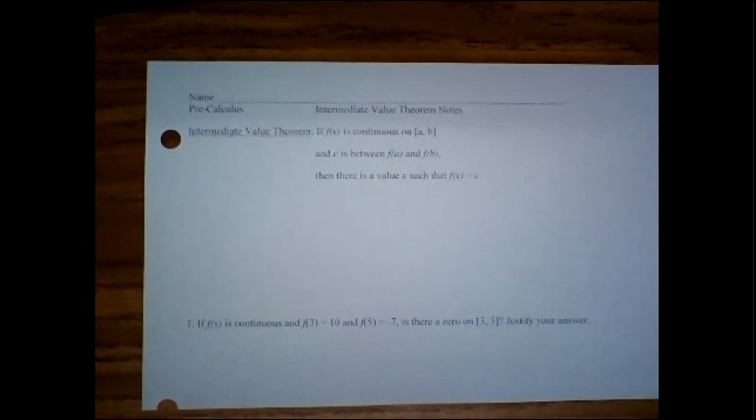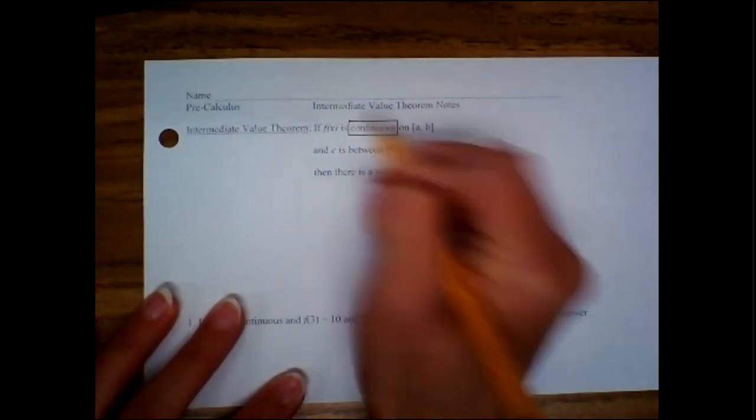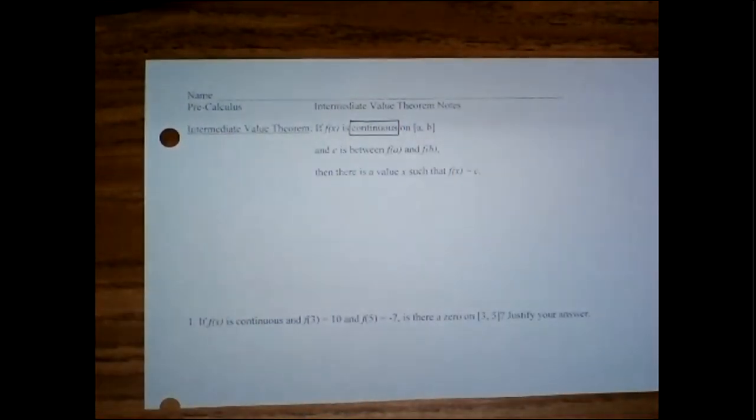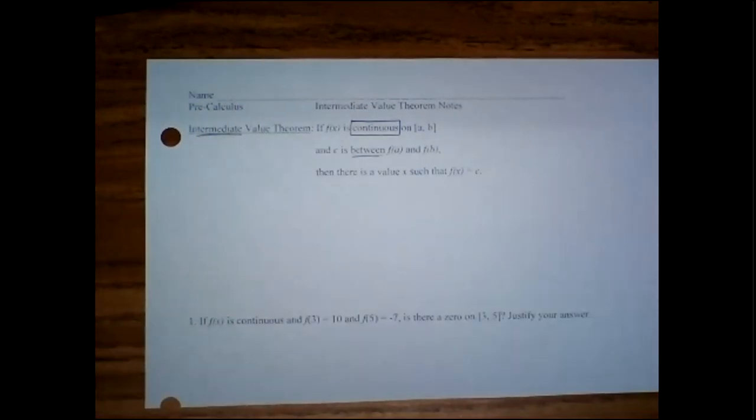If a function is continuous, that's huge. Circle that, or put a box around that, or underline that, or highlight that, or something. Like if you don't have continuity, this entire theorem goes out the window, right? So if a function is continuous on an interval a to b, that's just from starting point to ending point, and c is between, that's what intermediate means, in between f of a and f of b. That's when you said cuts through, that's what you meant. Cuts through, like you have something that's in between two other values. Then there is a value x such that f of x equals c.